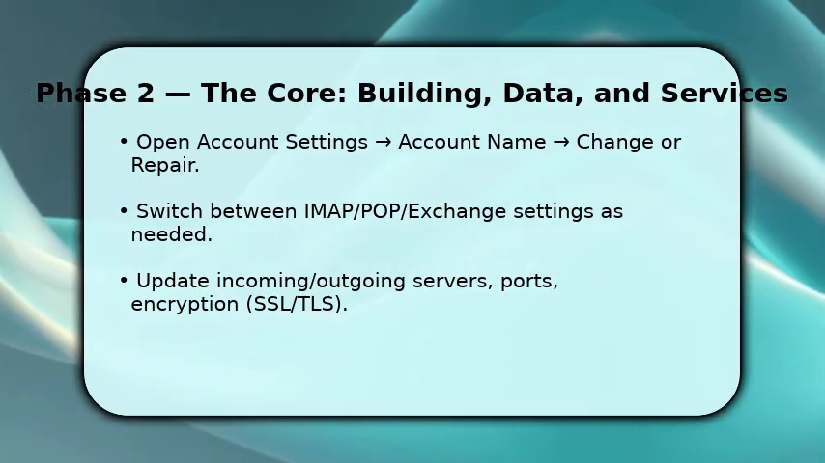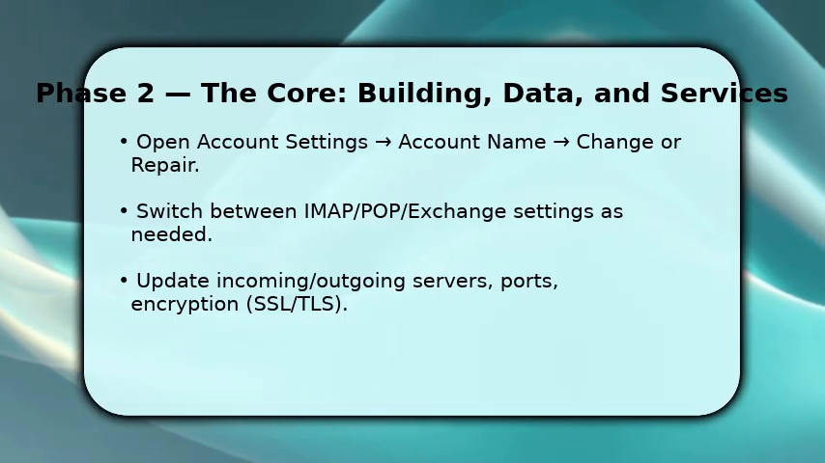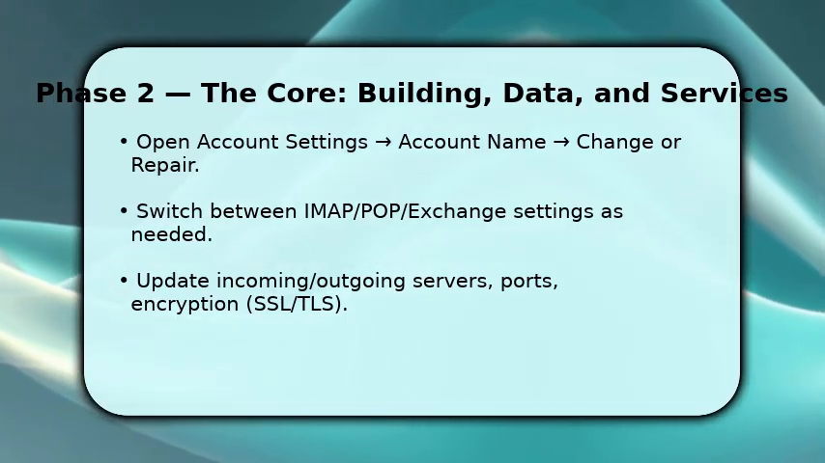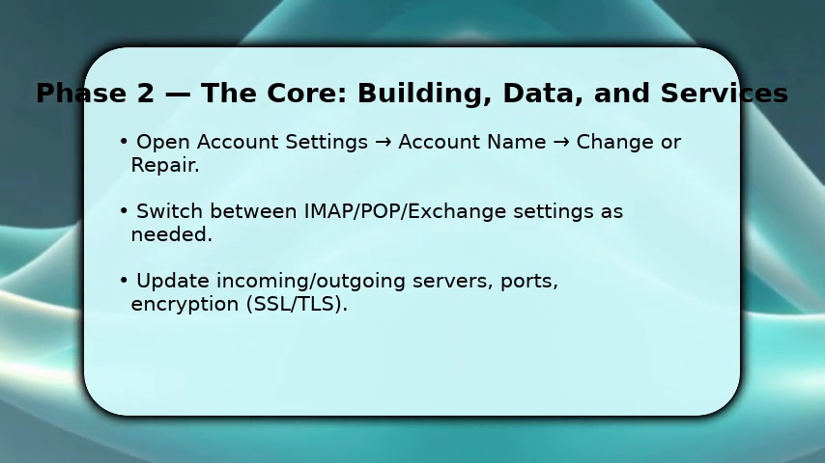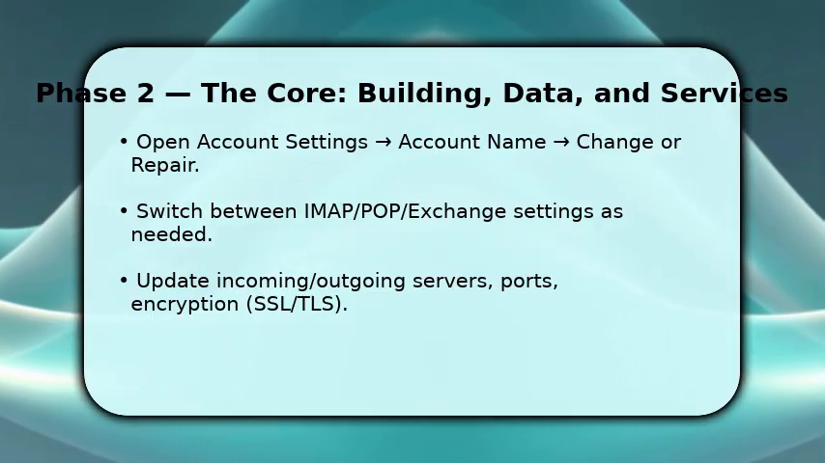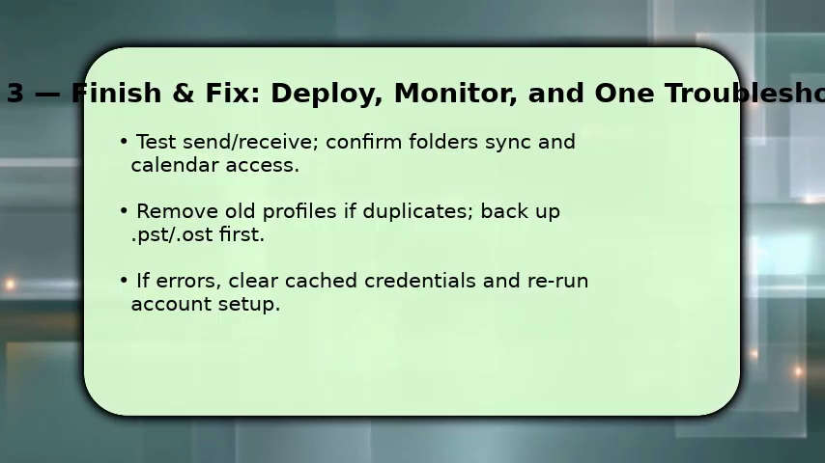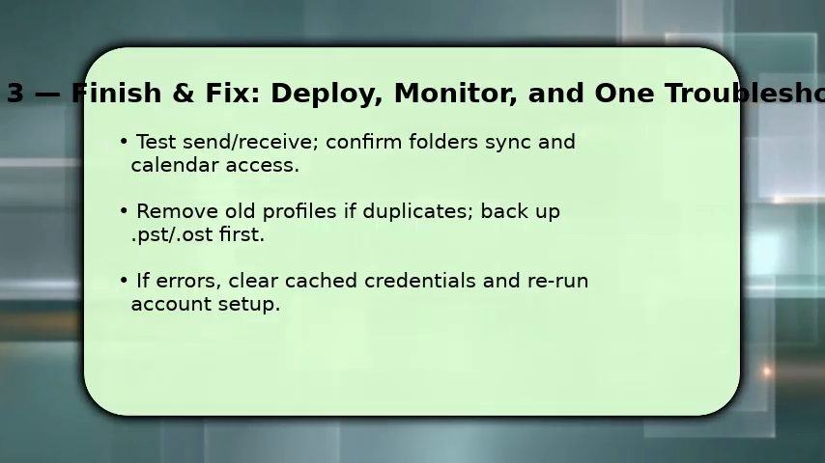For manual setup, pick IMAP for multi-device sync or POP for single-device download. Set SSL/TLS and correct port numbers. Once you enter new details, hit Next or Test Account Settings. To finish, test send and receive and verify folders and calendar sync.